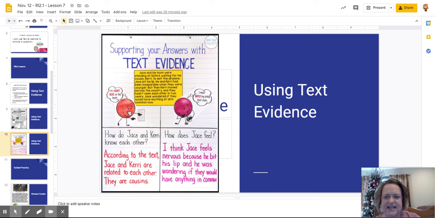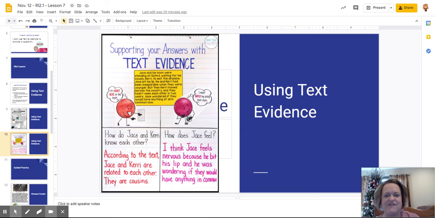Jace and his mom were standing at gate 2, waiting for his cousin Carrie to exit the airplane. Jace bit his lip. He and Carrie had been inseparable when they were younger, but then Carrie moved across the country and they haven't seen each other in 2 years.